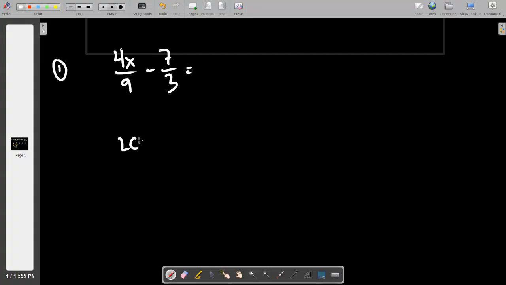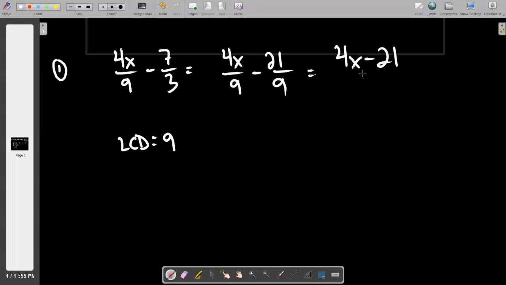So if we understand that the least common denominator is 9, then we have to go through each fraction and ask ourselves, what do I have to do to change the bottom into what I need it to be? How do I have to change the first fraction? You don't. Very good. And how do we have to change the second fraction? Multiply by 3. Top and bottom both get multiplied by 3, which turns it into 21 over 9. And now that we have a common denominator, you can just add the tops together. So we're going to wind up with 4x minus 21 all over 9. Pretty unexciting answer there.